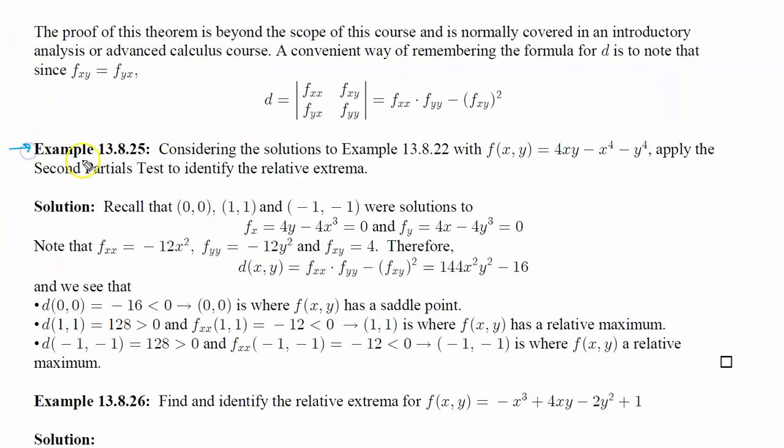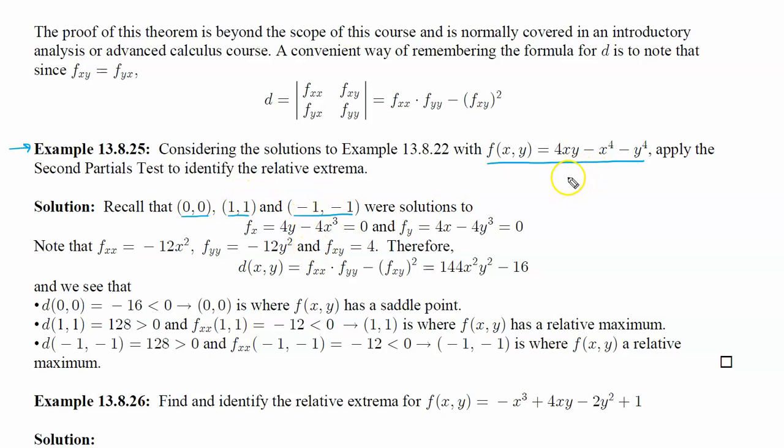Now in this example, we want to consider the previous example where we had worked with this function, recall that, and we want to apply the second partials test to identify the relative extrema. Remember that visually we saw that (0, 0) was a saddle point and (1, 1) and (-1, -1) were relative maxima. So let's apply the second partials test and see that it tells us that this will be a saddle point and these two will be relative maxima.